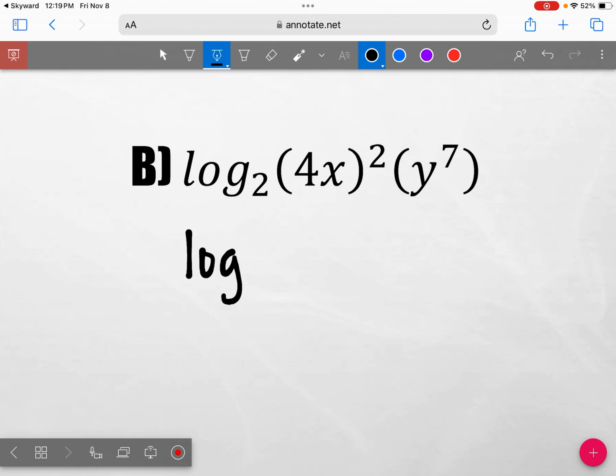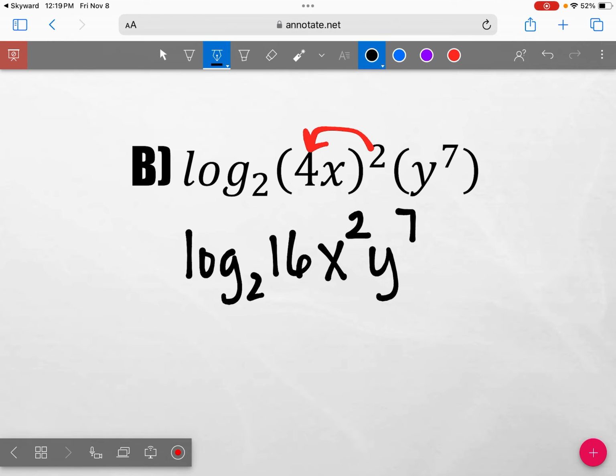So, log base 2. So, 4 squared. What is 4 squared? 16. And then x squared, y to the 7th. So we can take out the parentheses, because it's all being multiplied. So there are three different terms that we have. We have the 16, that gets its own log, this gets its own log, and this gets its own log. So let's go ahead and expand it.